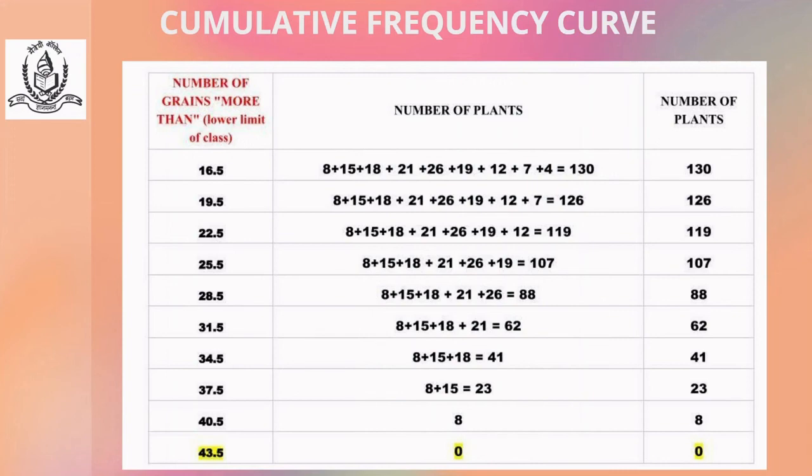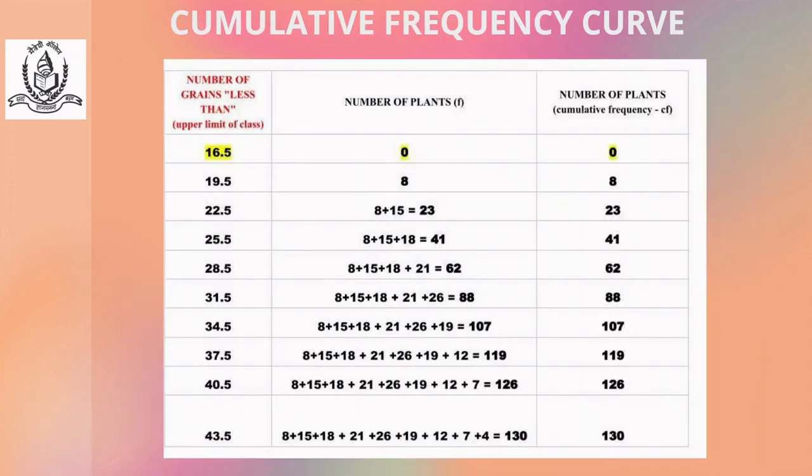So here we see the number of grains that are more than 16.5. What would be the number of plants? It would be the sum total of all the plants, because 16.5 is the lowest value in our data set. In such a way, we can make out the difference between the two cumulative frequency tables.